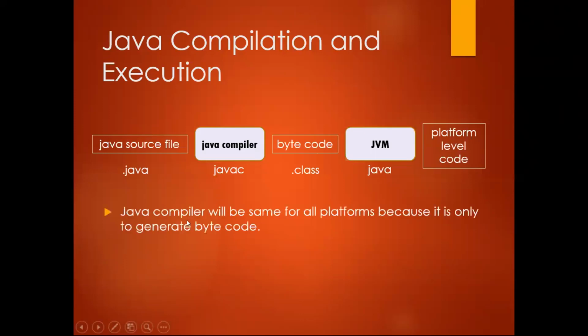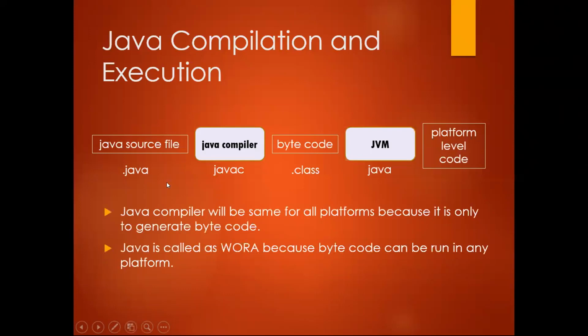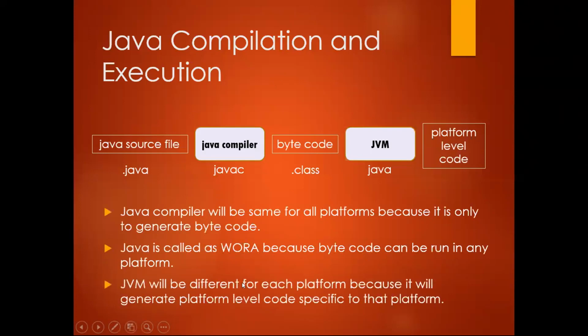So it says the Java compiler will be the same for all platforms because it is only to generate bytecode. The .class file is the bytecode here. And Java is called WORA, write once, run anywhere, because bytecode can be run on any platform. The JVM will be different for each platform because it will generate platform-level code specific to that platform. Any question on this one?